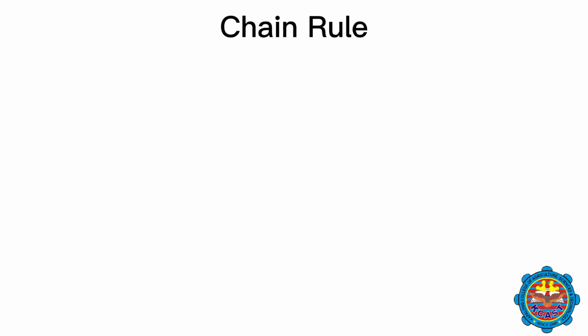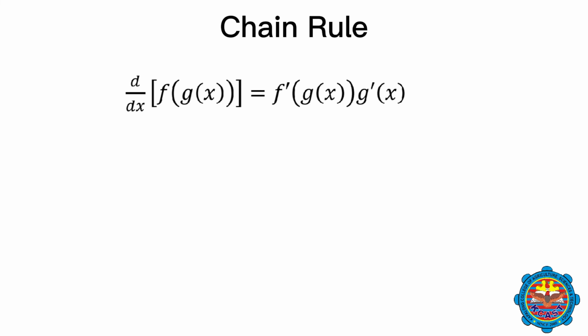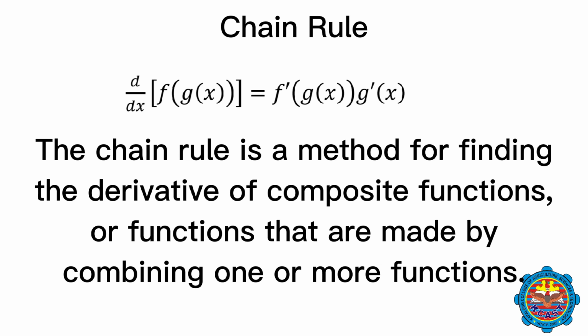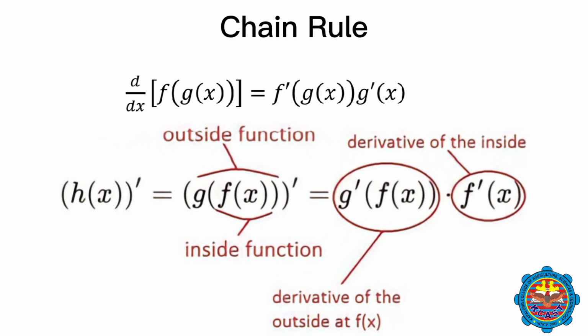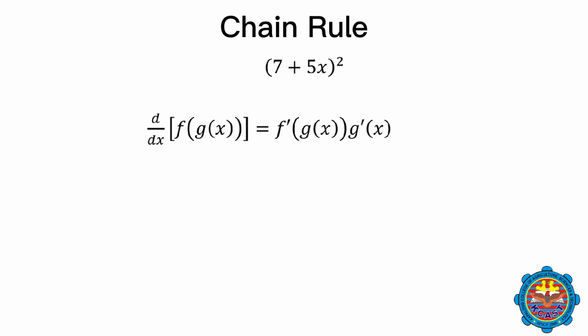Lastly, the chain rule. It is expressed using this formula and is used for finding the derivative of composite functions, or functions that are made by combining one or more functions. A composite function is a function that depends on another function. It is created when one function is substituted into another function. This is how the formula works. Having this given, where 7 plus 5x is the inside function and 7 plus 5x squared is the outside function.